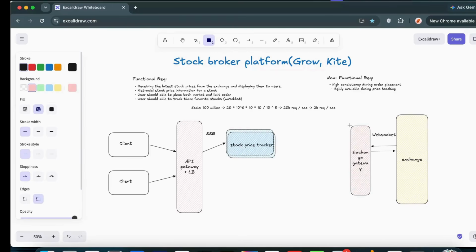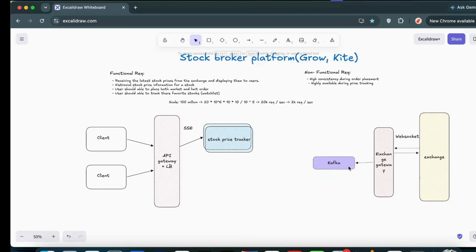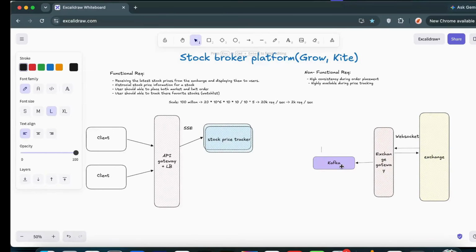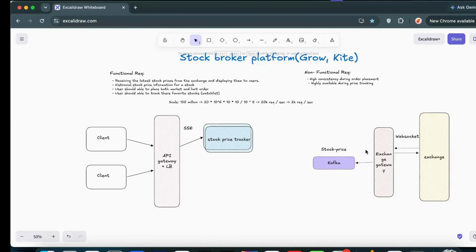So what we will have here is something called Kafka to stream that massive amount of data to the stock price tracker. It is an event streaming platform that we require right here to stream that data constantly to our services. So we will add another layer, and that will be Kafka. Let's add it. Okay, just added Kafka, and there will be a topic called stock price, something like that, which collects the latest stock prices constantly from this exchange gateway.